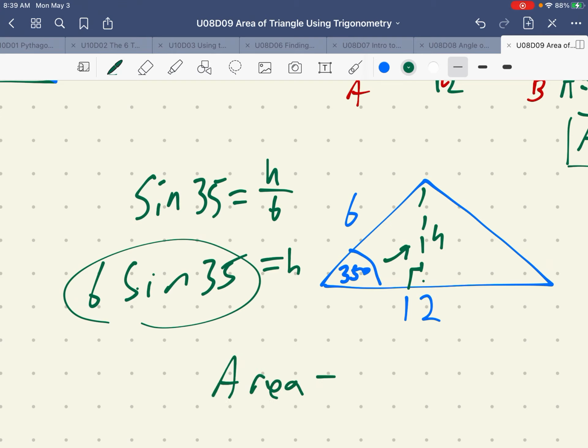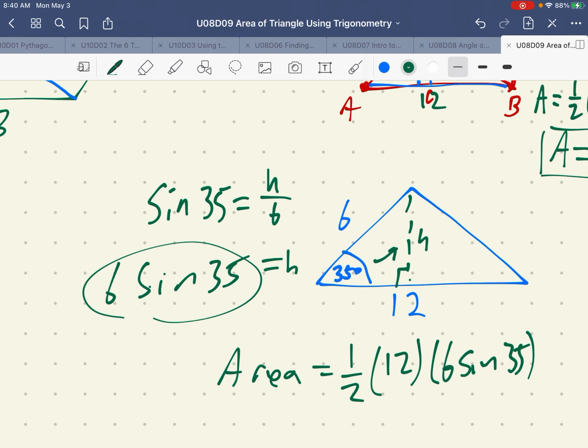So if we wanted to find the area, we can just write area is equal to 1/2 the base, which was 12, times the height, which is 6 sine of 35. And we could just use a calculator to obtain that value. But the point of this that is most important is if I were to replace all of these letters with other letters, so let's say this is angle A, this is angle B, and let's call this one angle C and this one angle B. That would make this side here lowercase c, this side here lowercase b, and this side here lowercase a. The formula here is really 1/2 c times b sine of a.